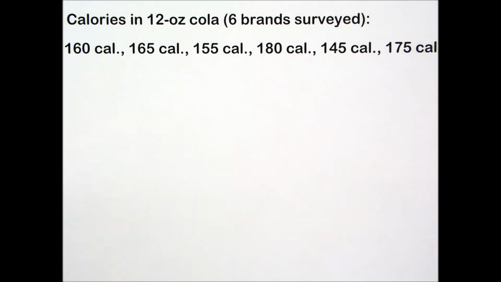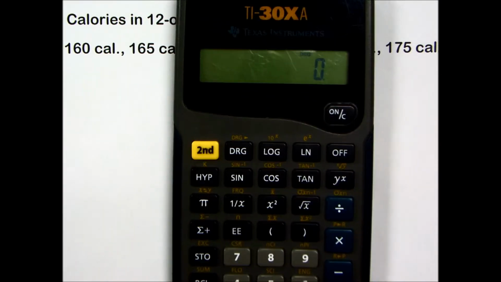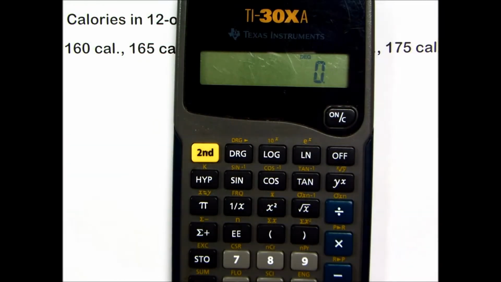Practice set 6, problem 2b, found on page 22. Find the standard deviation for each group of data. In B, we have calories in 12-ounce cola and 6 brands surveyed. We're going to find the standard deviation using a calculator, which I think you'll find is pretty easy to do.